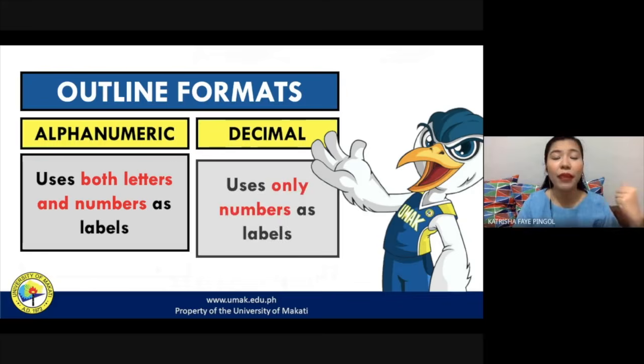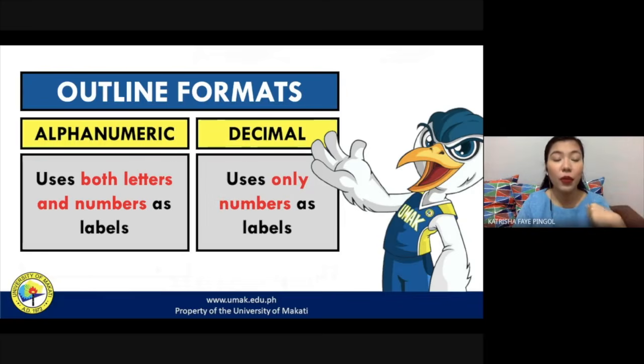For decimal, this is an outline format wherein we only use numbers to represent, or label rather, the ideas that we have. Okay, so it's just using 0 to probably 9 or something. Okay, and then we use decimals to indicate, for example, 2.1, to indicate the subordination of the ideas.